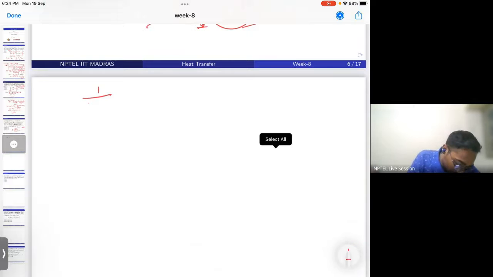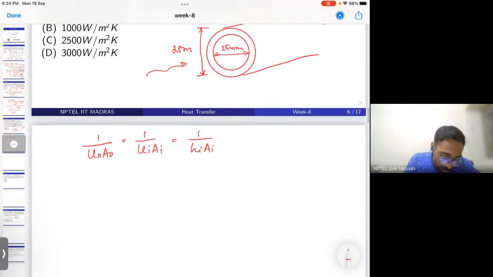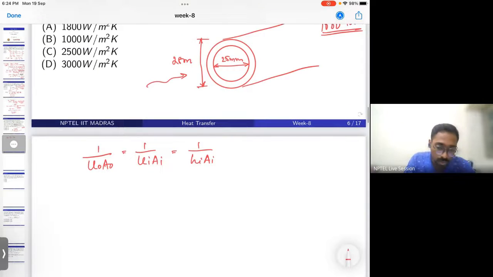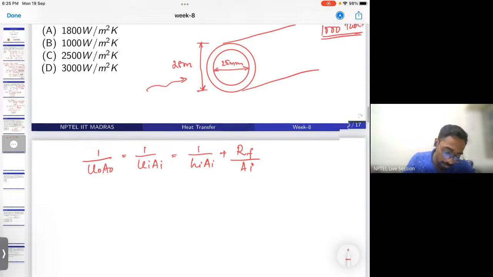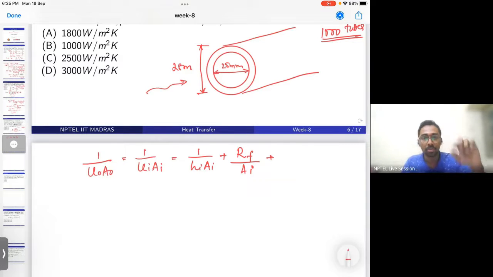The overall heat transfer coefficient UOAO should be equal to 1 by UIAI, which is equal to 1 by HIAI. That is the inner surface. We start from the inner surface, where there is a heat transfer coefficient between the fluid and the pipe, and here we add the additional fouling resistance RF divided by AI. If fouling is not mentioned in the question, we can avoid this term RF. Then after that, there is a conduction resistance across this tube that we need to consider, that is ln(do by di) divided by 2 pi kL.